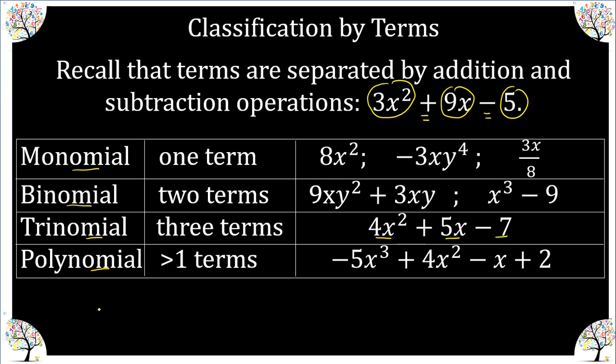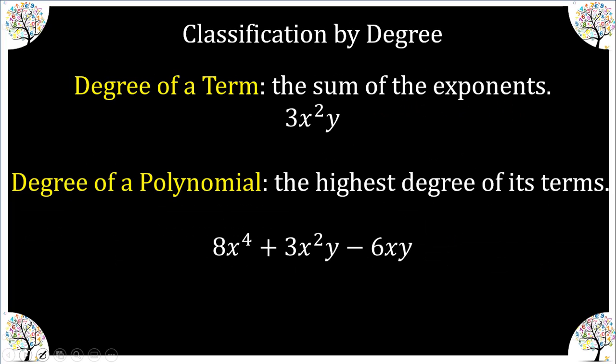Now, when you have more than 3 terms, such as our last example, we have 1, 2, 3, 4 terms, we simply call this a polynomial. You really could call all of these polynomials, but we do have specific names for a 1-term, 2-term, and 3-term. But when you get more than 3 terms, you really just say this is a polynomial. Now let's talk about a few more definitions.